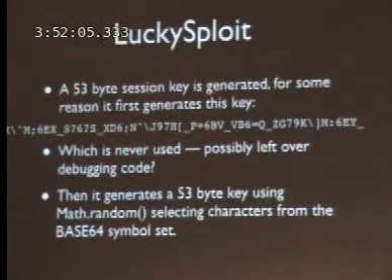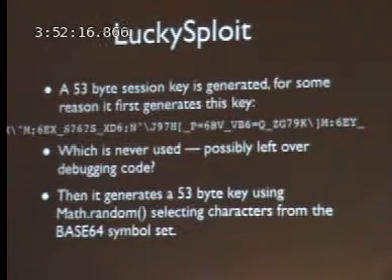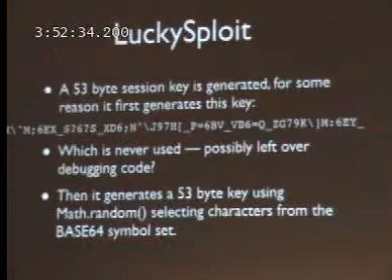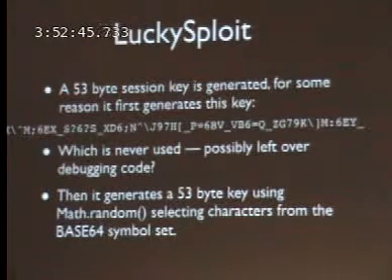So the first thing that LuckySploit does is it generates a 53-byte session key, which is always this value, and then it throws it away. I don't know why it does that. It's probably leftover debugging code or something. And then it actually generates a real, random 53-byte value. It's 53 bytes with a base 64 symbol set, so it's not actually the full 8 bits for each of those.